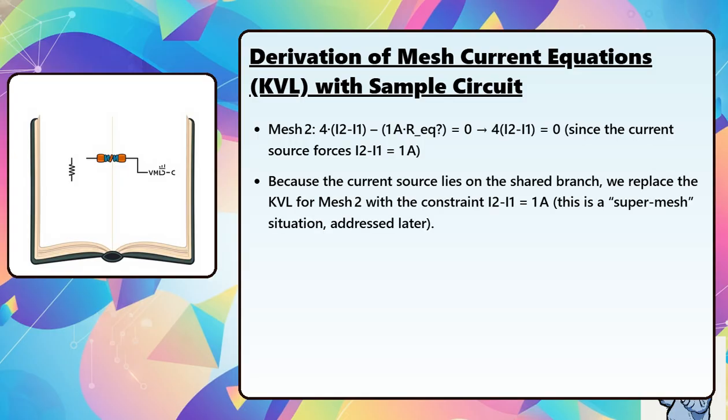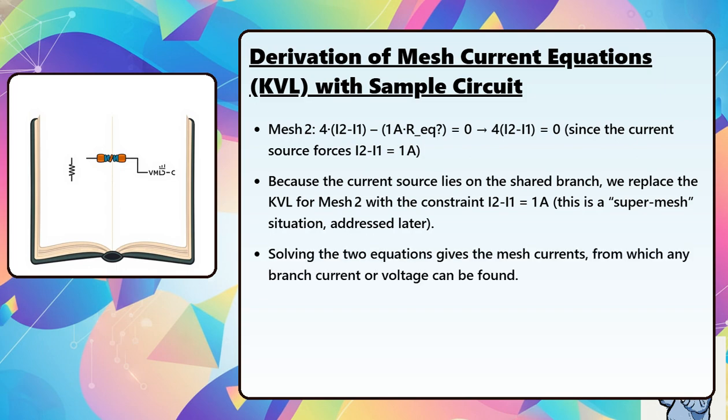Because the current source lies on the shared branch, we replace the Kirchhoff's voltage law equation for mesh 2 with the constraint I2 minus I1 equals 1 ampere, which is a super mesh situation addressed later. Solving the two equations gives the mesh currents, from which any branch current or voltage can be found.